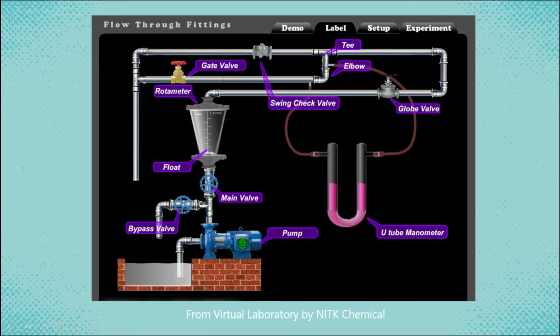This is the virtual laboratory from NITK Chemical that we used in order to execute the experiment. As you can see, there are several parts of this equipment in the simulation: first, the pump, bypass valve, main valve, float, rotameter, tube manometer, and all the fittings given in the piping.